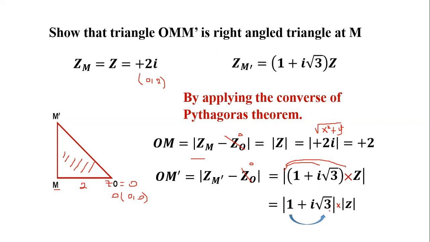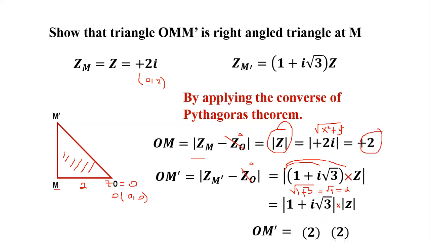Since there is a multiplication sign, we keep the multiplication sign. For this complex number, to find its modulus we apply the rule radical x squared plus y squared. So 1 squared is 1, radical 3 squared is 3, 1 plus 3 gives 4, and radical 4 gives 2. So the modulus of 1 plus i radical 3 is equal to 2, and the modulus of Z is also given as 2. 2 times 2 gives 4, and the measure of OM prime is equal to 4.